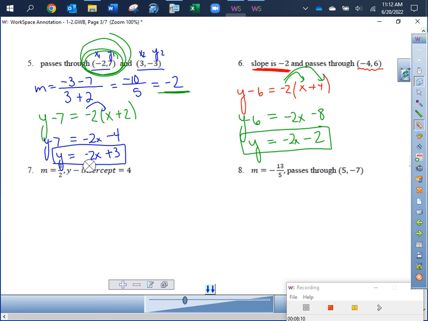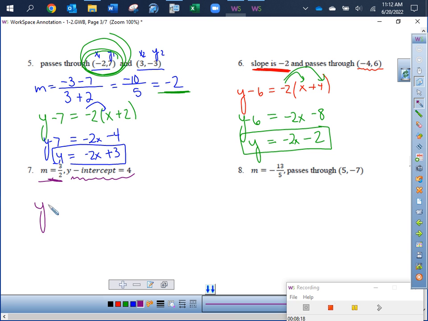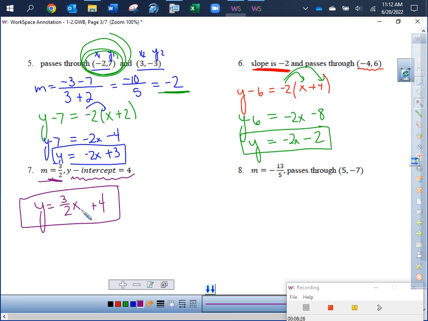All right, let's keep on keeping on. So they give me a slope. Boom. They give me a y-intercept. Bingo. We've got everything that we need to put it in slope-intercept form. Slope with an x next to it, plus 4. Done. I did not need to use point slope form because they totally did all of that for me.